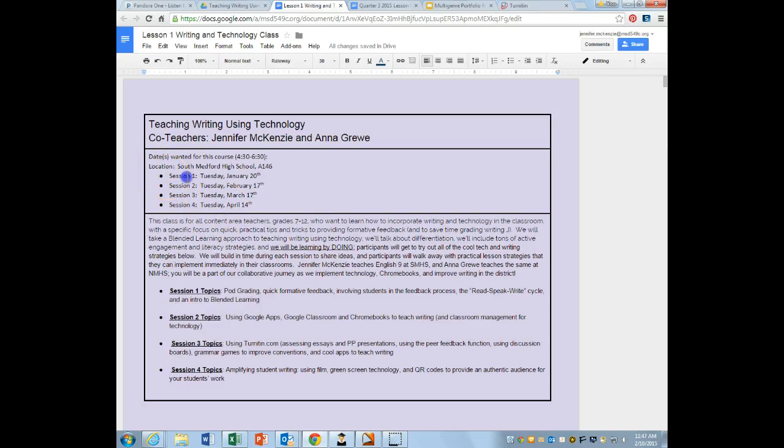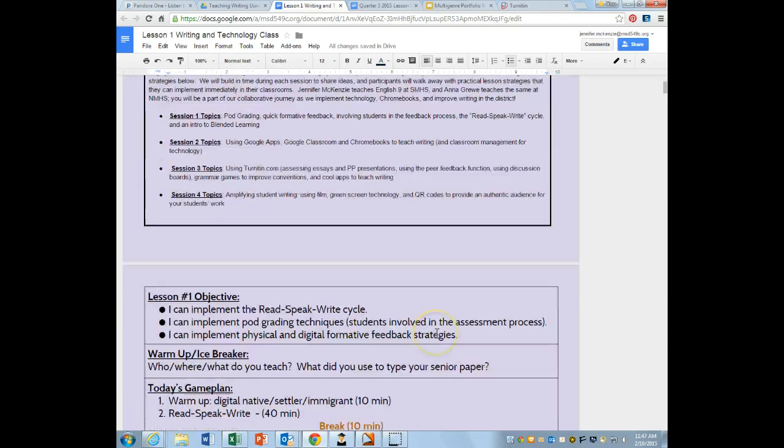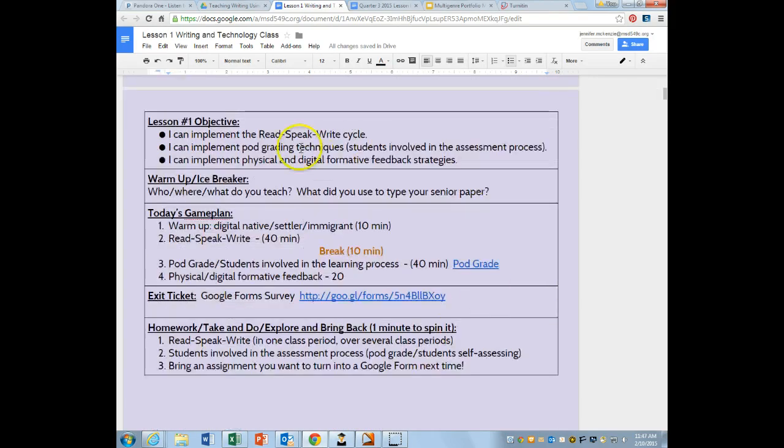This is an overview of the Teaching Writing Using Technology class, lesson or session one. I'll show you where some resources are and what's all embedded within the lesson plans that were sent to everybody. In our very first session, we talked about some basic fundamentals of proficiency grading, as well as formative feedback and involving students in the assessment process. Once we all get grounded in that, we begin to layer technology on top of what we're already doing, just to work smarter, not harder.